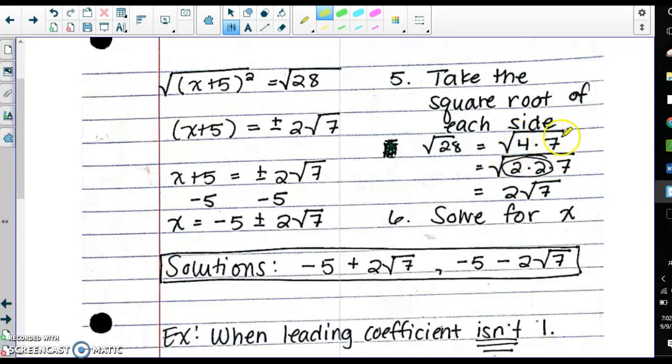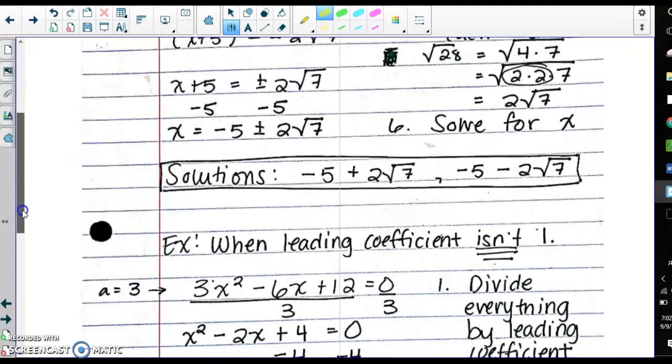But square root of 4 times 7, that's the square root of 28. And then I break the 4 down to 2 times 2. One pair represents a root, so this becomes 2 square root of 7. So now I have x plus 5 equals plus or minus 2 square root of 7. So I still need to solve for x. So my last step is to subtract 5 from both sides. And I have x equals negative 5 plus or minus 2 square root of 7. And my solutions are negative 5 plus 2 square root of 7 and negative 5 minus 2 square root of 7.